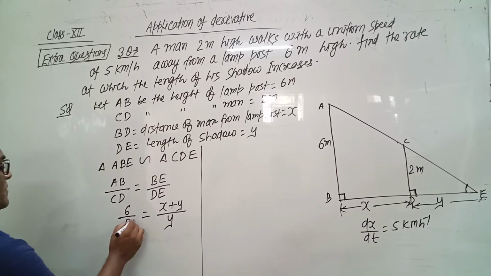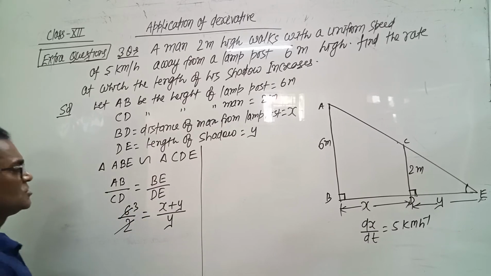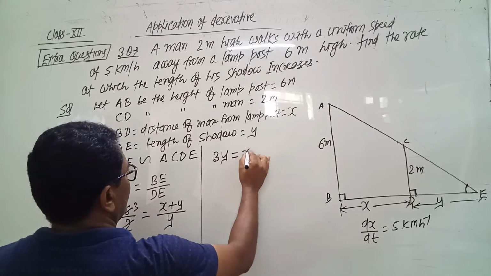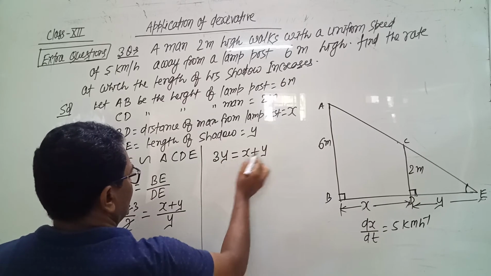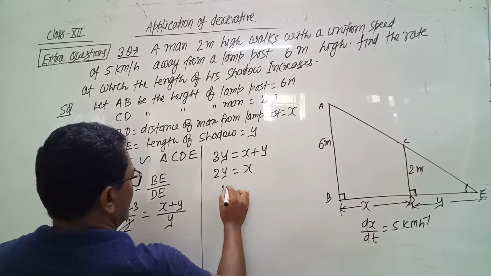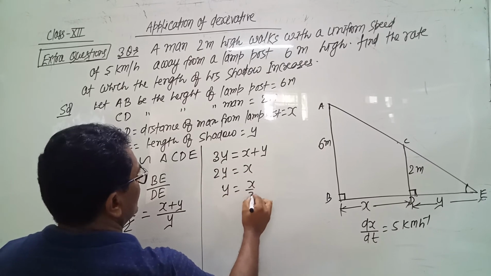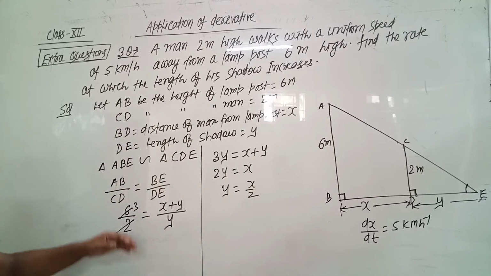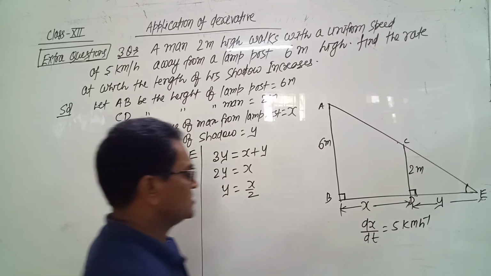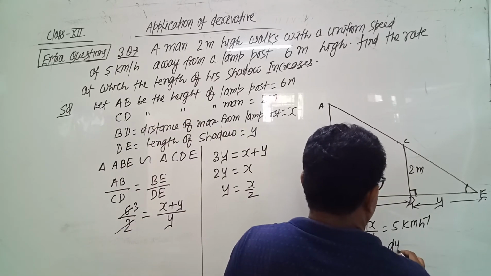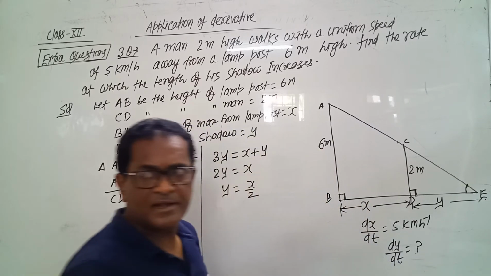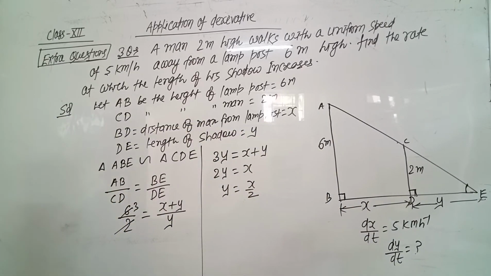So we get by cross multiplication 3y equals X plus Y, and 3y minus y, 2y equals X, and y equals X by 2. We have to find the rate at which the length of the shadow increases. Means we have to find dy by dt.